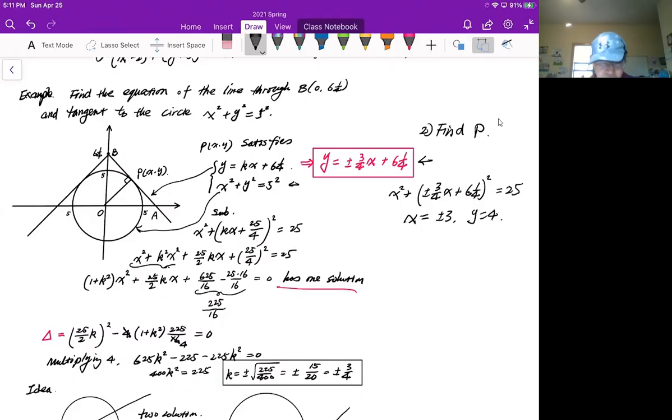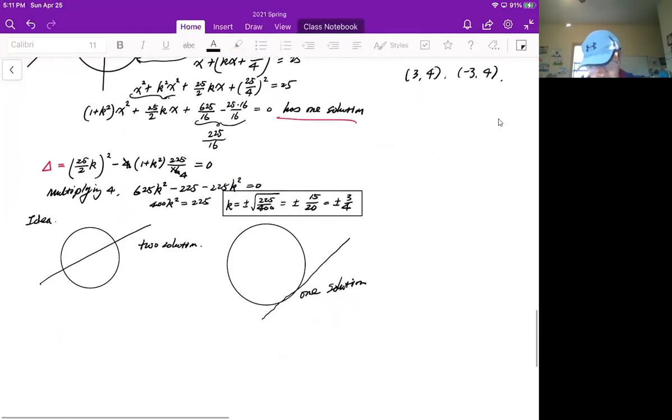Why are there two answers? Because one is here, the other one is there, right? So the answers are 3 and 4, that's here, and the other is negative 3 and 4. So that's how you get the tangent line and how you get the tangent point. All right, let me summarize here. To get the tangent line, you're going to use the discriminant. The discriminant is equal to 0, so that there is only one solution, right? That's a very tricky part.